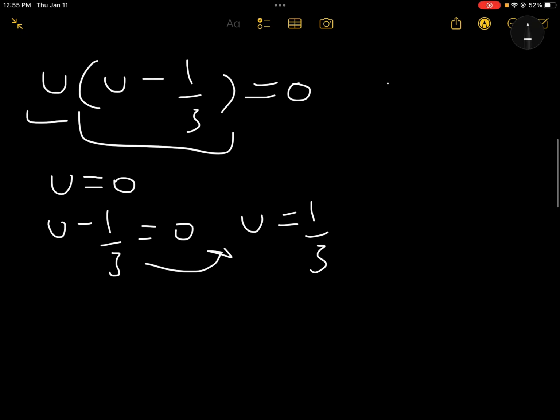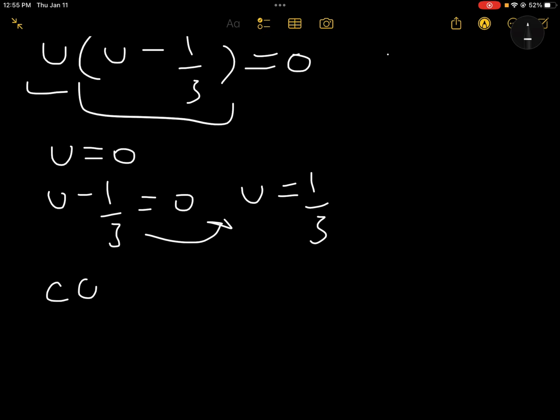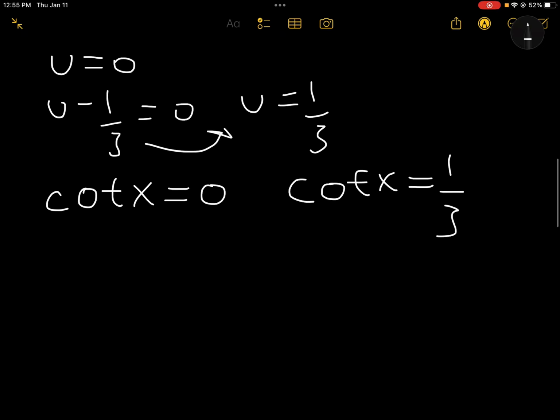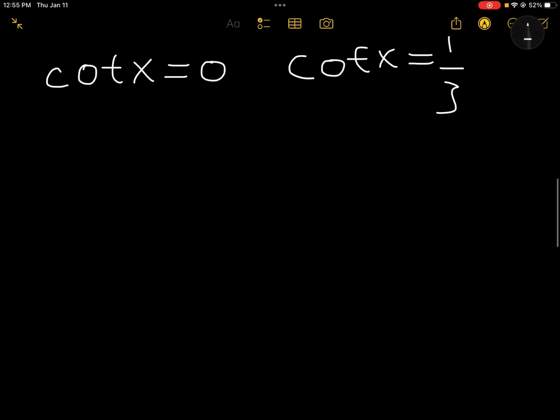It's not wrong to write it like this, so don't worry. If you do your polynomials for IB unit, you'll see that this sometimes pops up like that, u minus 1/3, but don't worry about it. So substitute it. So we want to find out when cotangent equals 0, right? So there are two ways.